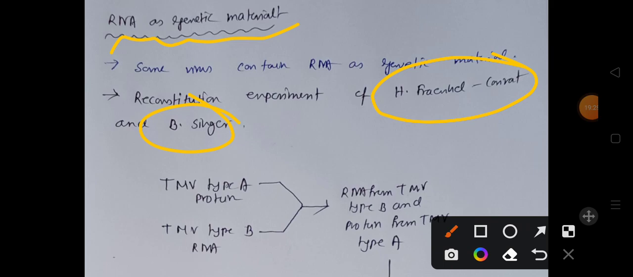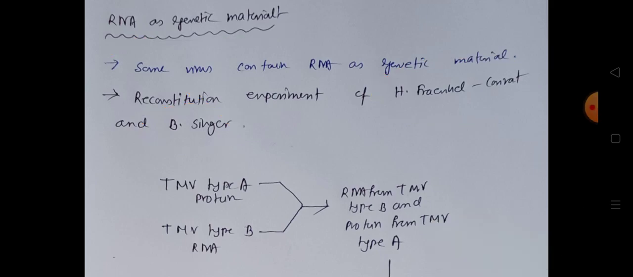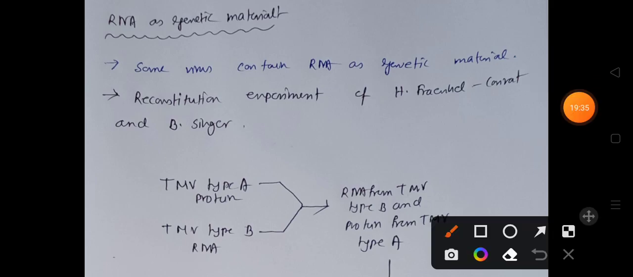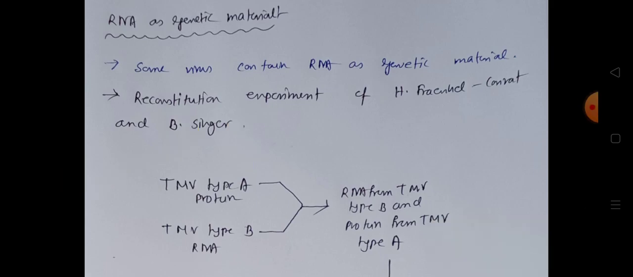So that is the video for our RNA. Here we have covered various things. We have learned about the thermodynamic stability of the RNA molecule, the alkali catalyzed cleavage of RNA, the RNA world hypothesis, and at last RNA as genetic material.